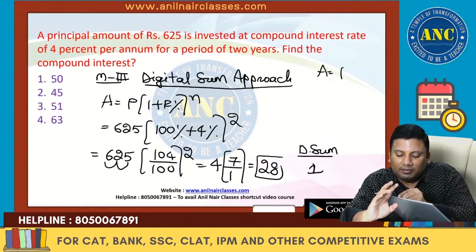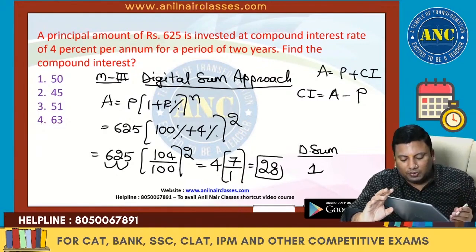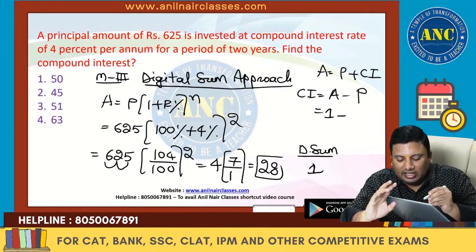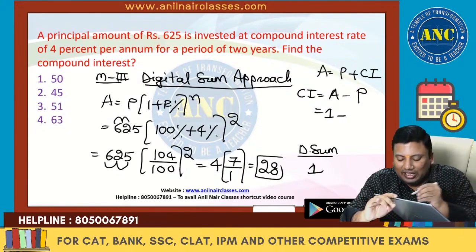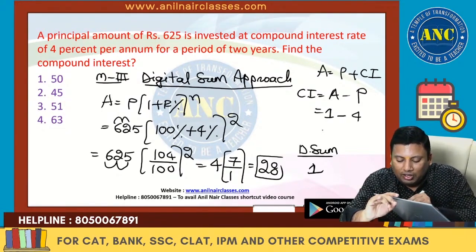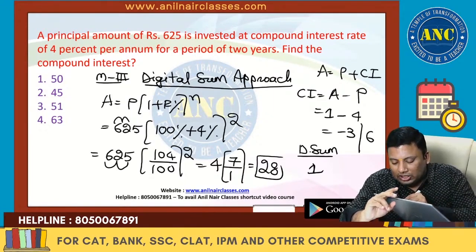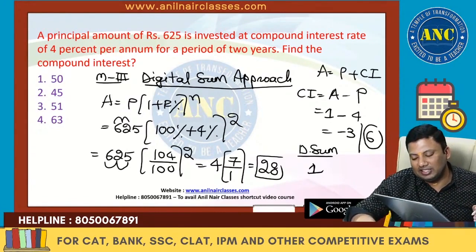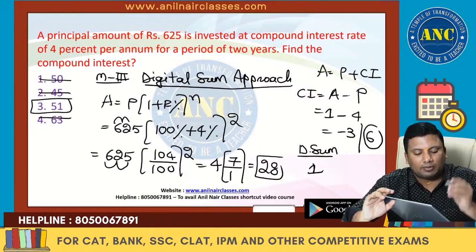Amount is nothing but principal plus compound interest. Compound interest is amount minus principal. Amount we got digital sum 1. Principal digital sum is 6 plus 2 8, 8 plus 5 13. 13 is nothing but 4 minus 3. If you get minus, you have to add 9 to it to get the positive digital sum. Minus 3 plus 9 is 6. Answer digital sum should be 6.